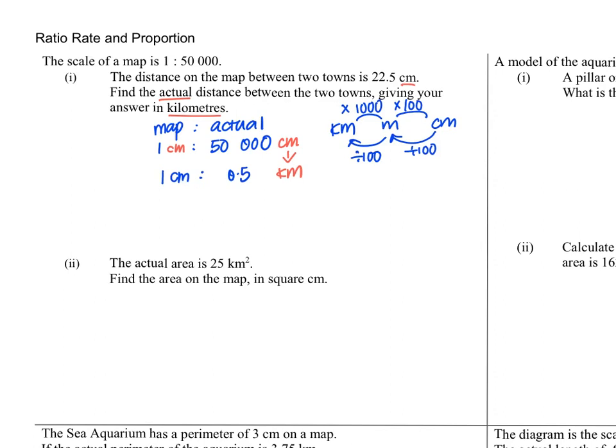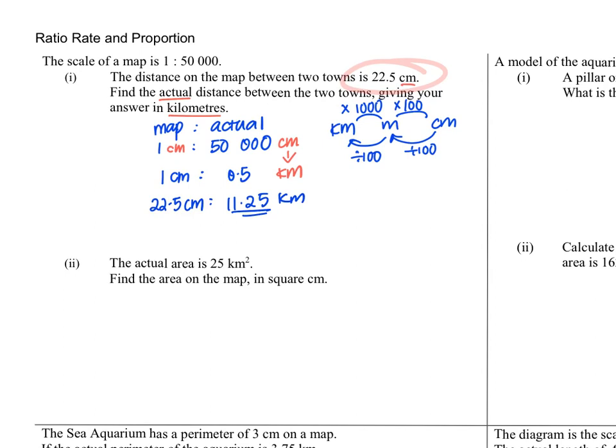Find the actual distance. Now they gave me the number over here to use, and that is 22.5. So I'm going to use this number on my map, 22.5 cm, to get the answer 11.25 kilometers. Now next part, we're going to find the area.